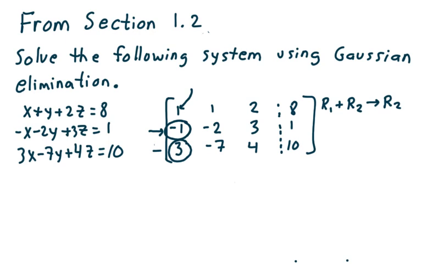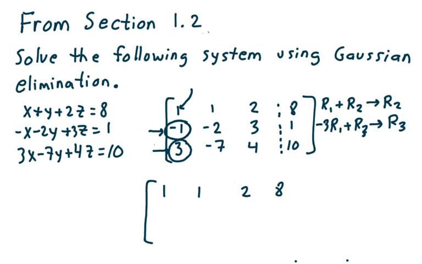Now, I need to turn that 3 into a 0. How do I do that? I'm going to take negative 3 times the first row, add it to the third row, and put the result back into that third row. And when I do that, I get the following. I get 1, 1, 2, 8. So that first row doesn't change.